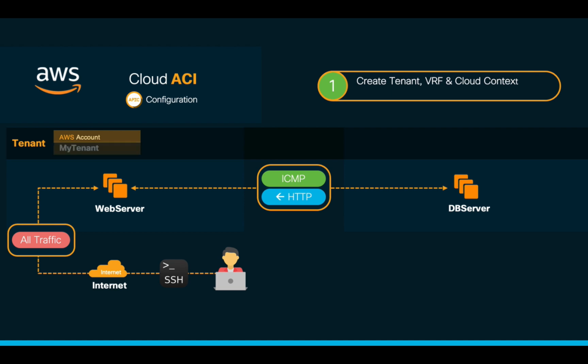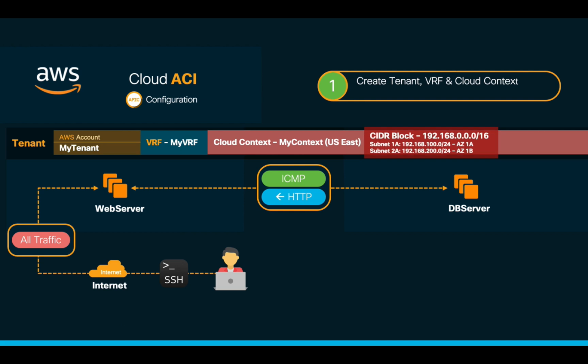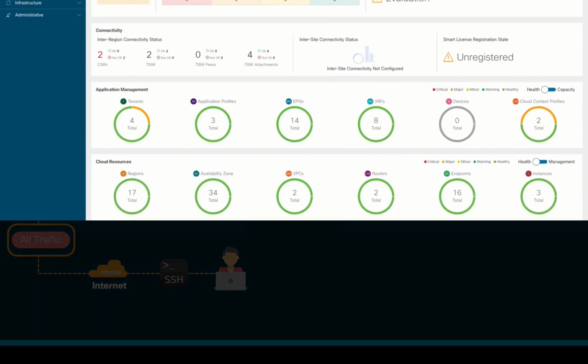First, we will create our tenant with its VRF. Then, we'll associate it with a cloud context specifying US East as its region. We will include 192.168.0.0/16 as our main CIDR block, and we will be creating 2 subnets from it, .100 for availability zone 1A, and .200, which will be associated to availability zone 1B. And finally, we will choose Transit Gateway as the connectivity method for this VRF's cloud context. Are you ready? Let's jump into Cloud APIC then.